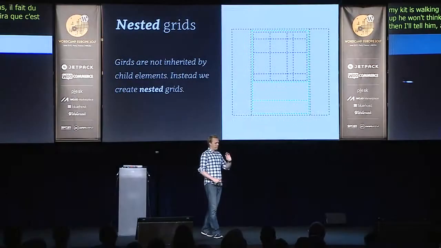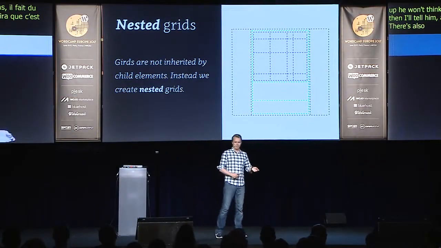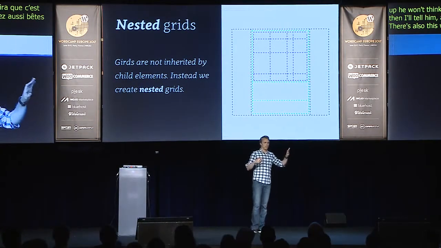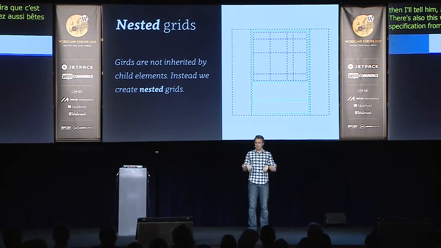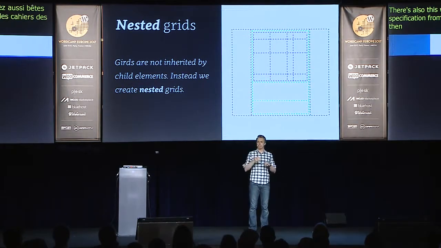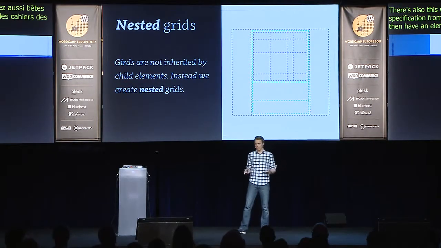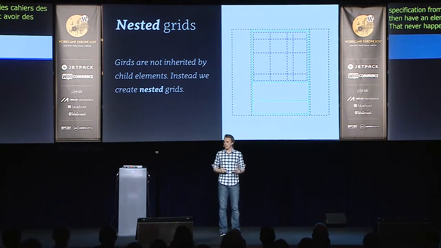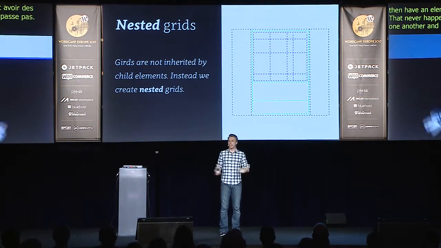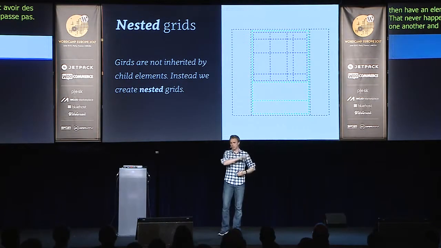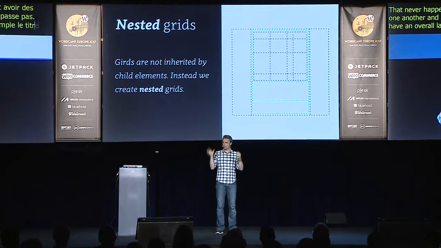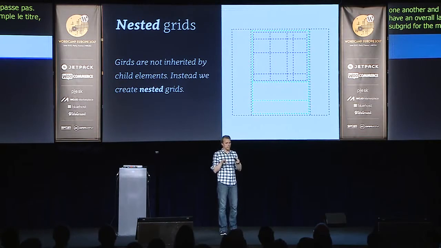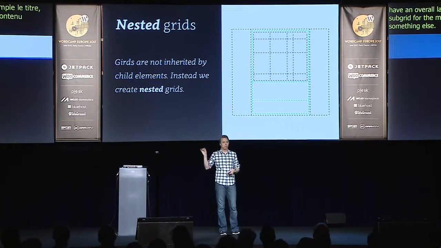There's also this weird little thing called nested grids. Now, in the original grid specification from a couple of years ago, you had the ability to create a grid and then have an element within the grid inherit the grid so you would get consistency. That never happened in browsers. So instead, what we do is we declare multiple grids inside one another. And it turns out that's actually a huge benefit, because then you can say, I have an overall layout grid where I lay out my header, my footer, my sidebar, and so on. Then you can have a subgrid just for the main content layout, and you can even have a grid inside that grid for something else. And you have detailed control of every single component within your layout.